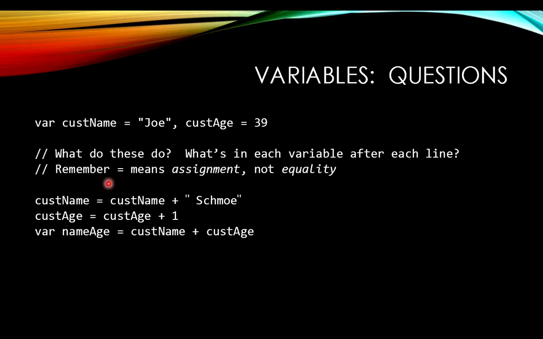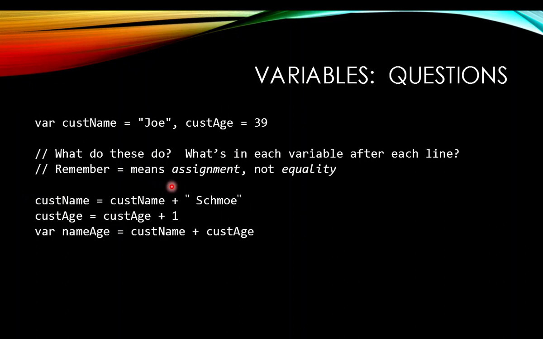So what does this one do? CustName equals custName plus schmo. Now, if you are confused, one thing I recommend is cover up the left part with your finger, like hide this from your eyes, so you don't even see it. I could color it with black highlighter so that you can get the idea. But pay attention to the thing on the right of the equal sign and evaluate that first.